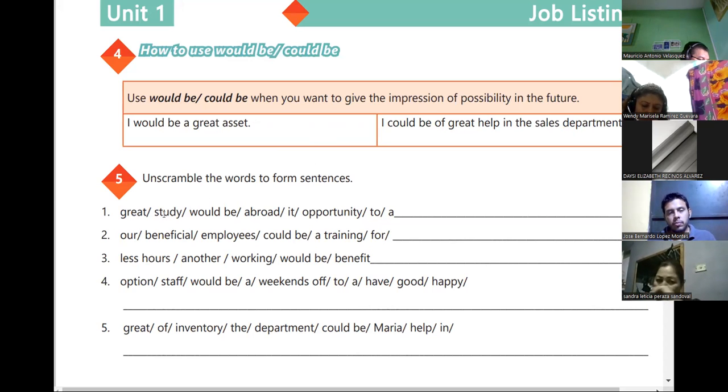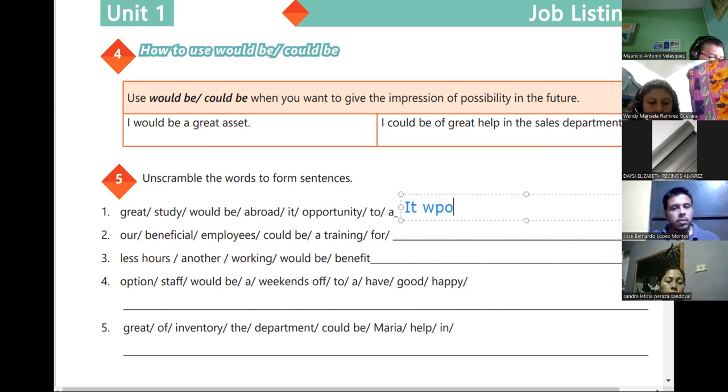Okay, great, study, will be, abroad, the opportunity to. ¿Qué podría ser la primera? A ver, acordémonos del orden de las oraciones. What is the order of the words? We start with the subject, okay? So let's look for the subject. Subject is a noun or a pronoun? My teacher, please, it would be. Okay. It will be a great opportunity to study abroad.